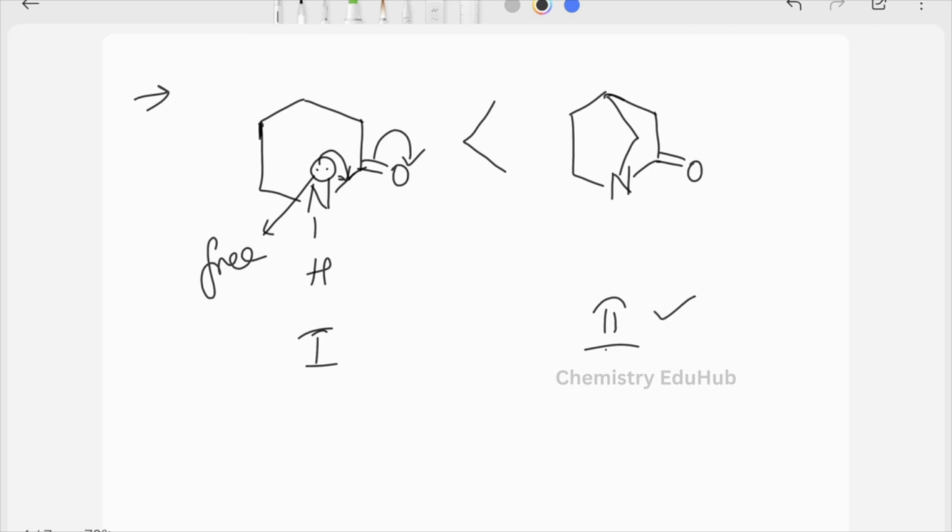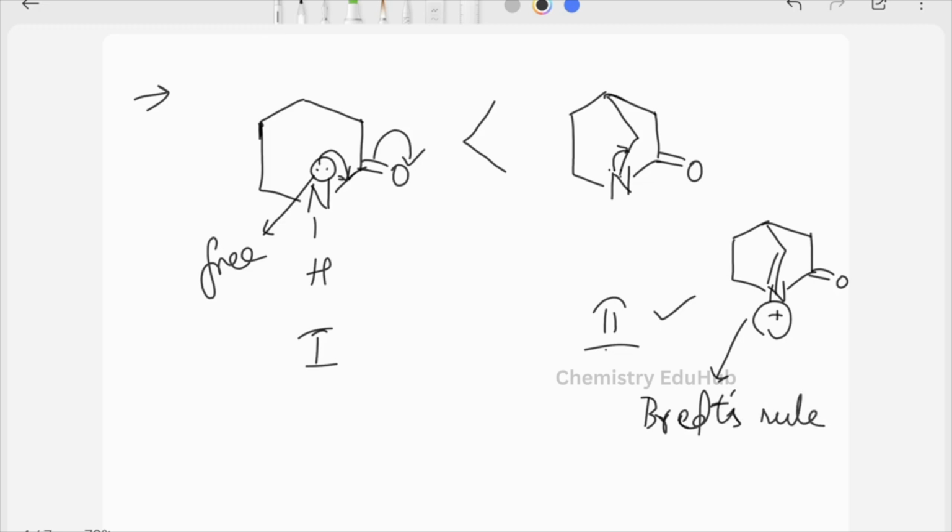But in the case of second compound, what do we observe? The lone pair is attached to the bridge carbon. So the lone pair, if it is transferred here, then we observe a double bond in the bridge head. This is against the Bredt rule. What is Bredt rule? There should not be a double bond in the bridge head. If this is the bridge head, there cannot be a double bond attached to that carbon.